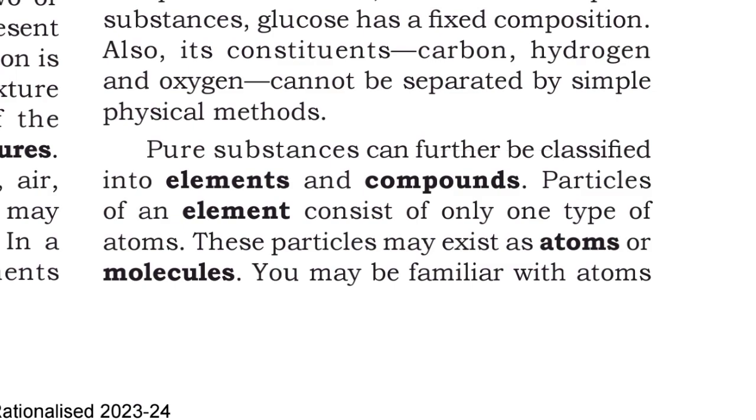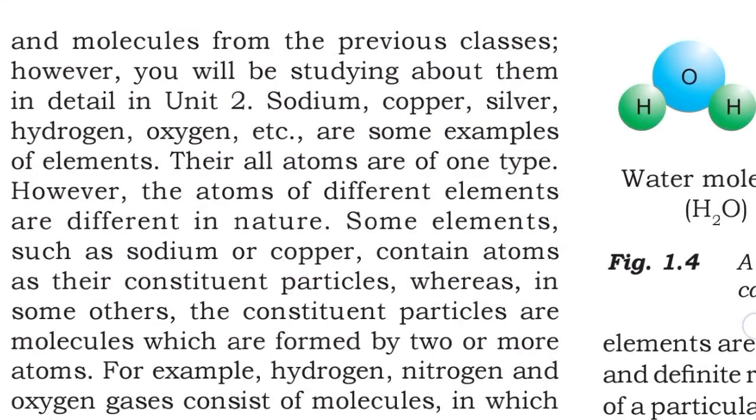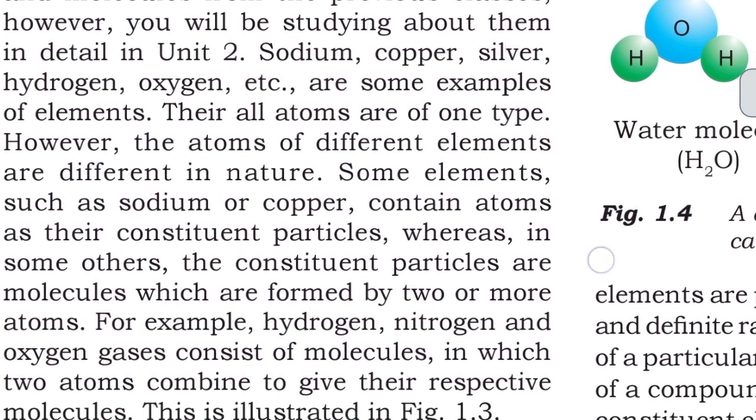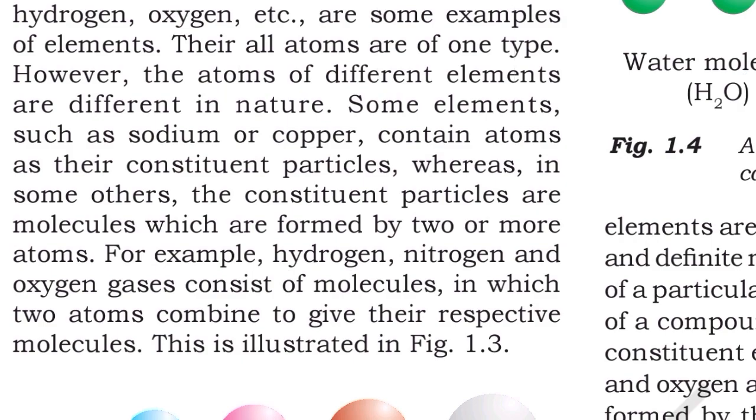Pure substances can further be classified into elements and compounds. Particles of an element consist of only one type of atoms. These particles may exist as atoms or molecules. You may be familiar with atoms and molecules from the previous classes. However, you will be studying about them in detail in Unit 2. Sodium, copper, silver, hydrogen, oxygen, etc. are some examples of elements. All atoms are of one type. However, the atoms of different elements are different in nature.